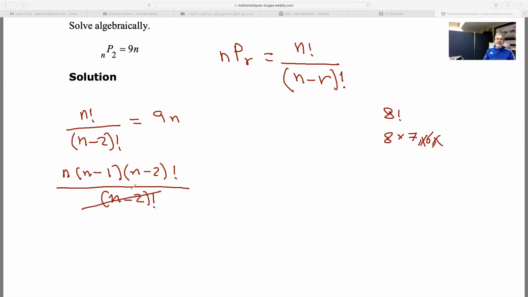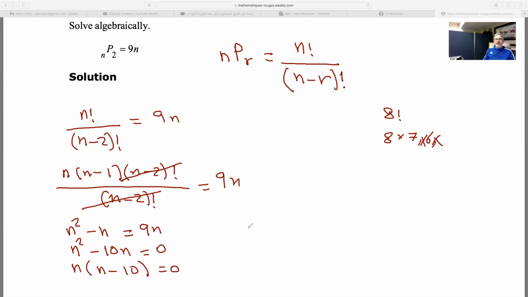That way I can cancel and get rid of that factorial sign, and then I have 9n on the side. Now I can solve this by expanding and then bringing everything to one side, equating it to 0. So I'm going to have n squared minus n when I distribute this in here, equals 9n. n squared minus 10n, because when you move the 9n, it becomes minus. So negative 1 minus 9 is negative 10n equals 0. Factor out n, and you get n times n minus 10 equals 0. And therefore, n equals 0 and 10.